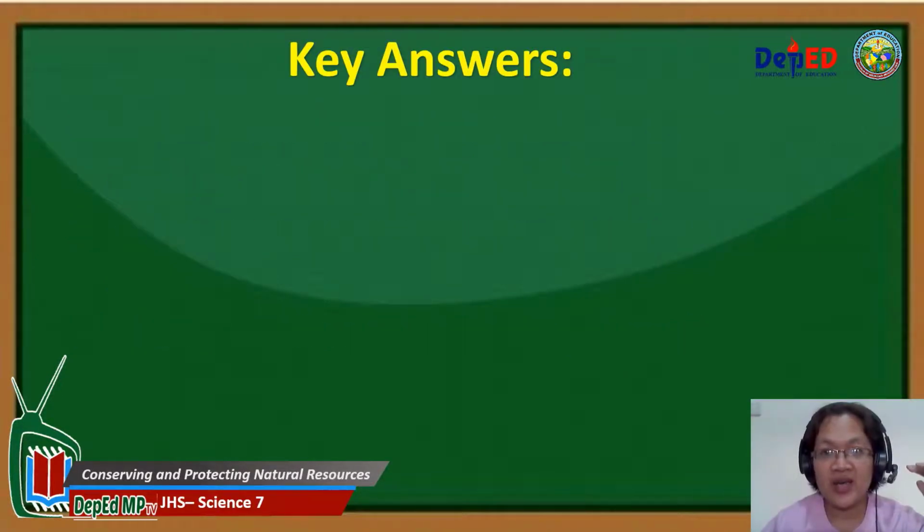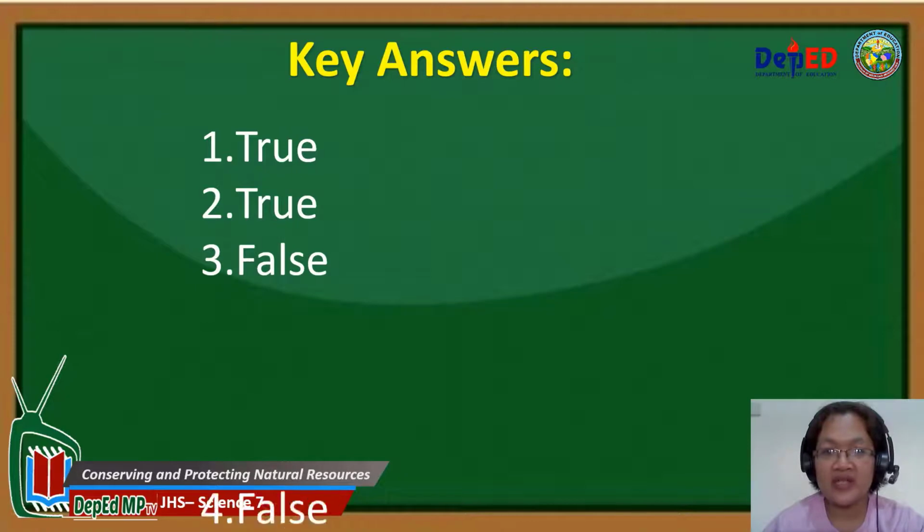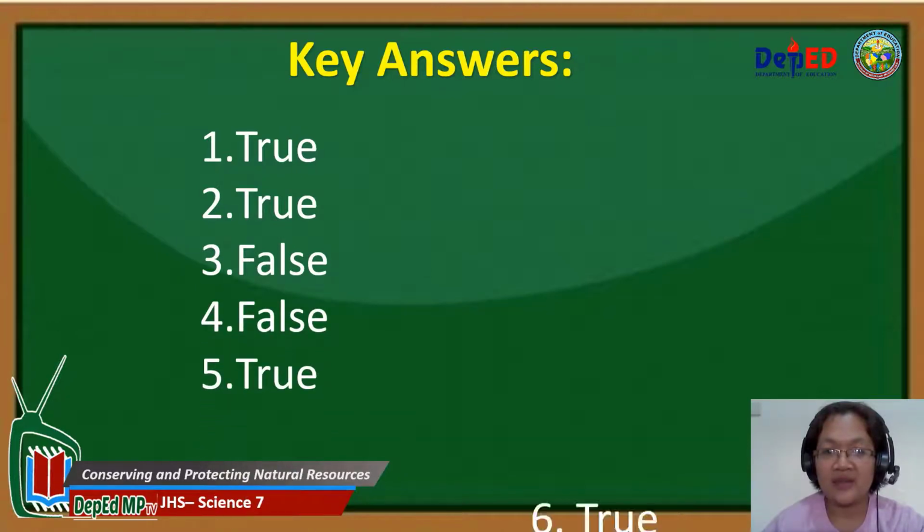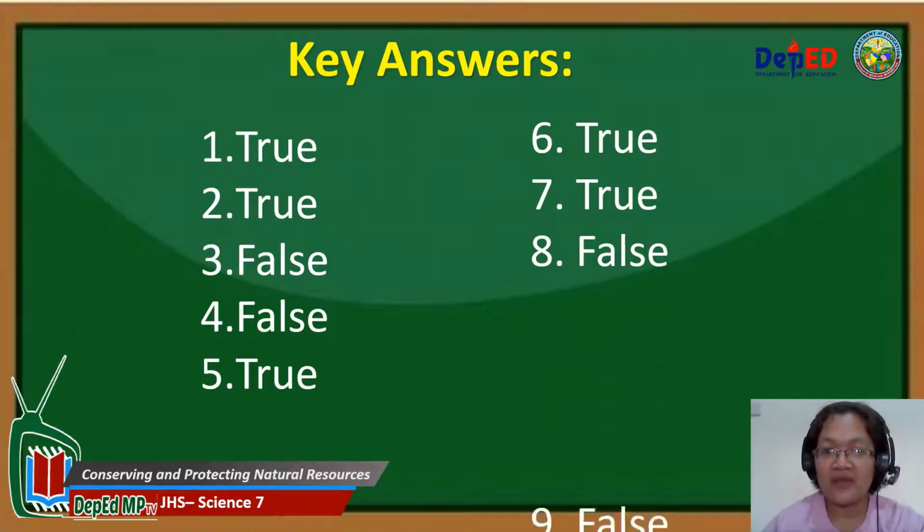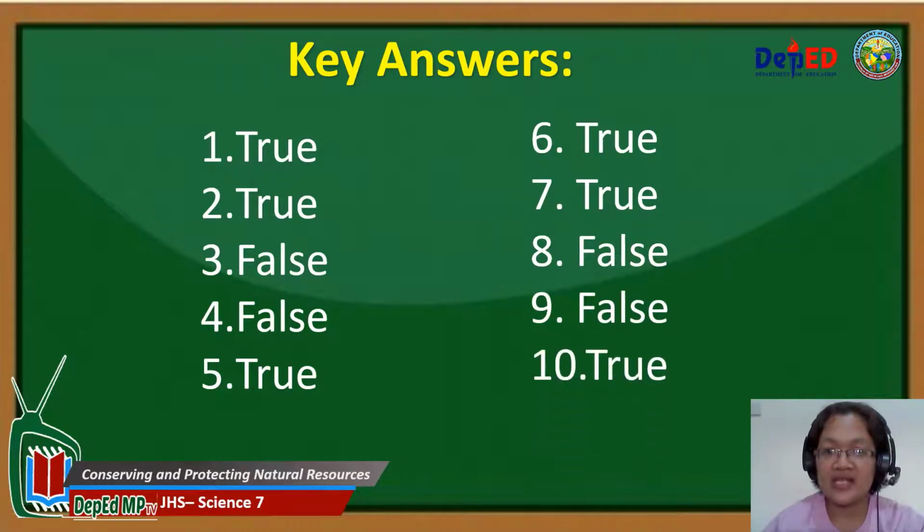Let's check your answers. Number 1, true. 2, true. 3, false. 4, false. 5, true. 6, true. 7, true. 8, false. 9, false. And then 10, true. Excellent! You're now ready for the next activity.